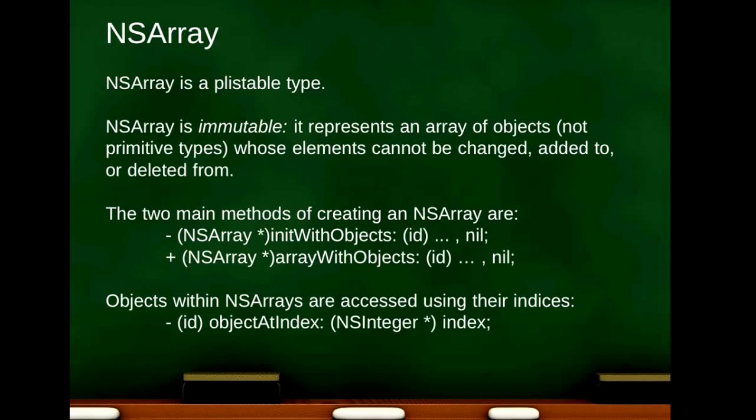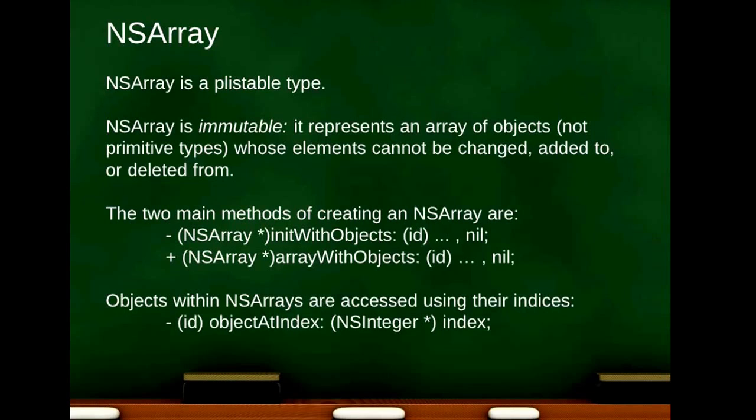The two main methods of creating an NSArray are an instance method called initWithObjects, whose parameter list is really just a list of objects that we're adding to the array, and then it's terminated, and it must be terminated, with a nil, which is no object. This is a nice method to have. It gives us back an actual array with a strong reference to it. In other words, this method will give back an NSArray with a reference count of 1.